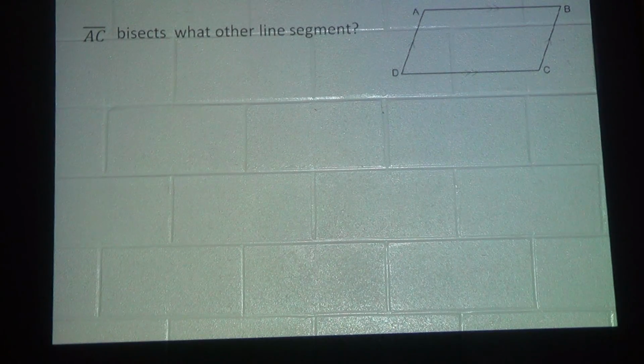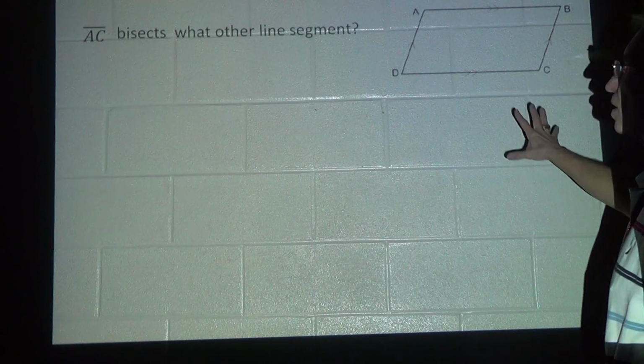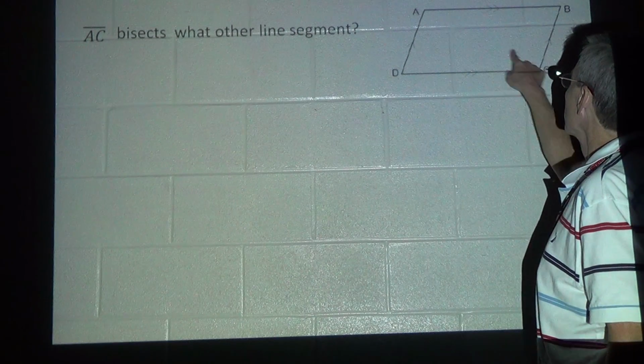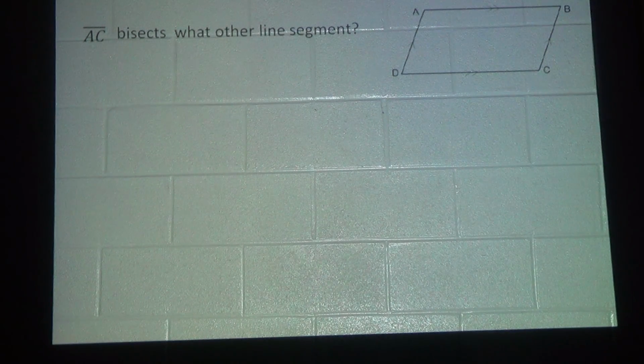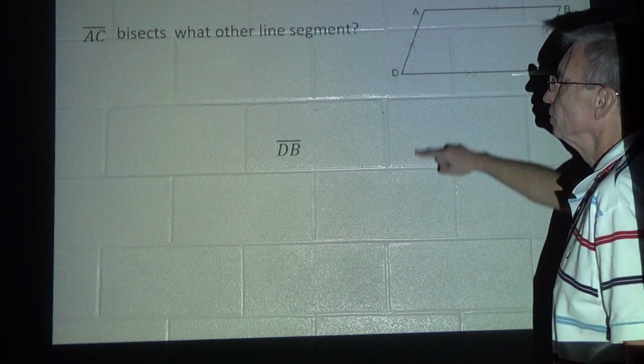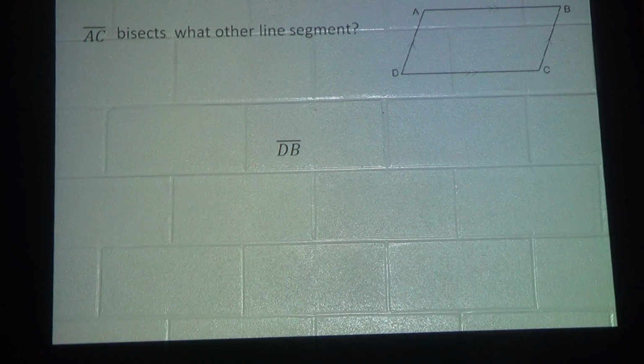All right, example 8. Line segment AC, which is this diagonal going across here, bisects what other line segment? Okay, if you remember, one of the theorems said that the diagonals bisect each other. So the other diagonal here is segment DB. So that's the one that's bisected.